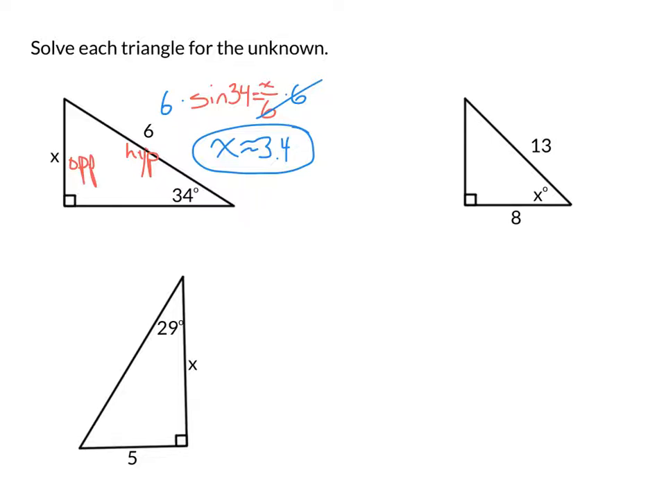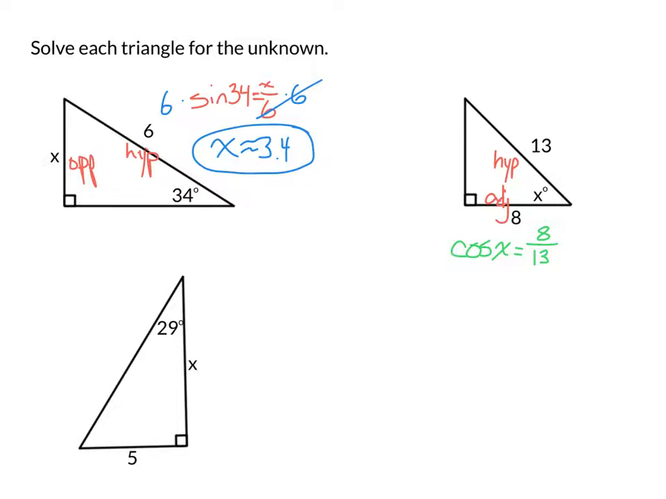In the top right, from the angle x, 8 is adjacent, 13 is the hypotenuse. So, which trig ratio do we use? Adjacent and hypotenuse is used in cosine. So we do cosine of the angle is x. Again, sine, cosine, and tangent are always taken of the angle. And that's equal to the adjacent 8 over the hypotenuse 13.